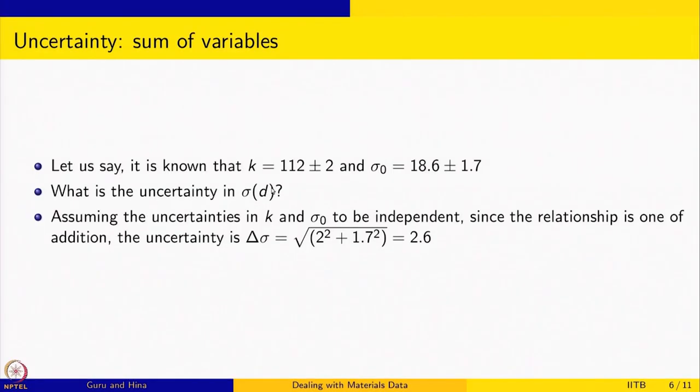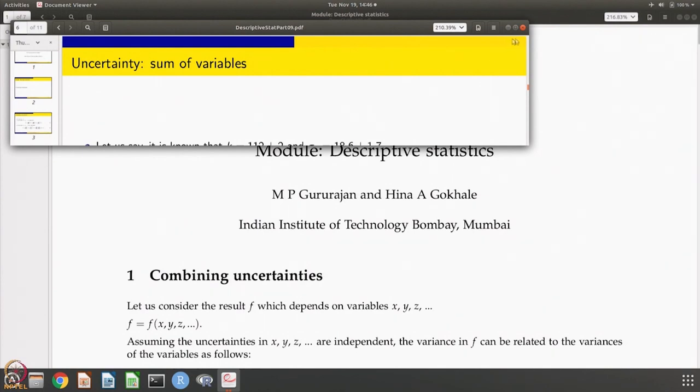Let us say that the K value for copper is 112 plus or minus 2, calculated assuming that your grain sizes are given in microns, and sigma naught is 18.6 plus or minus 1.7. So this is the sigma for K, and this is the sigma for sigma naught, and we want to find out the uncertainty in the flow stress. We are going to assume that these two uncertainties are independent, and so it is one of addition. So we can do this in R.